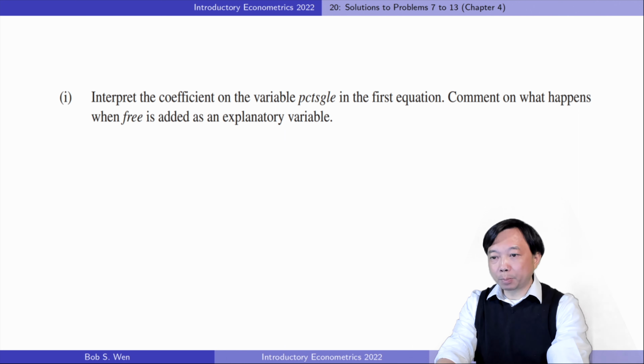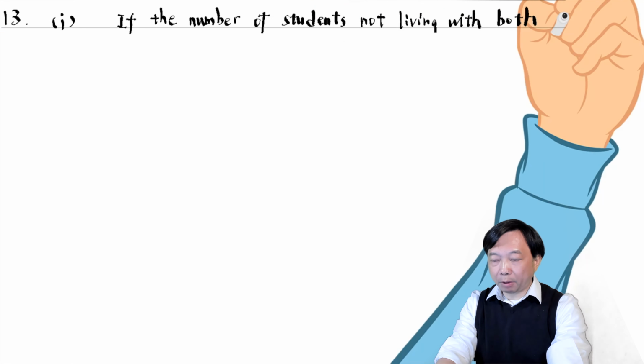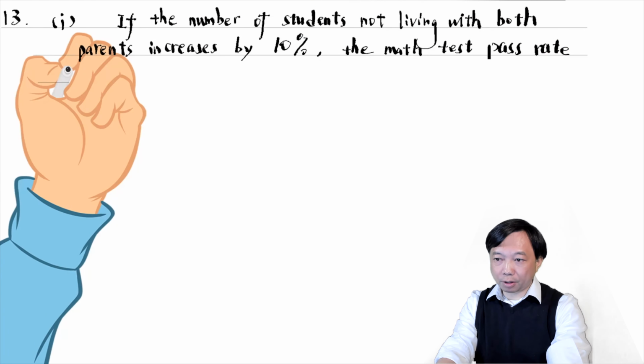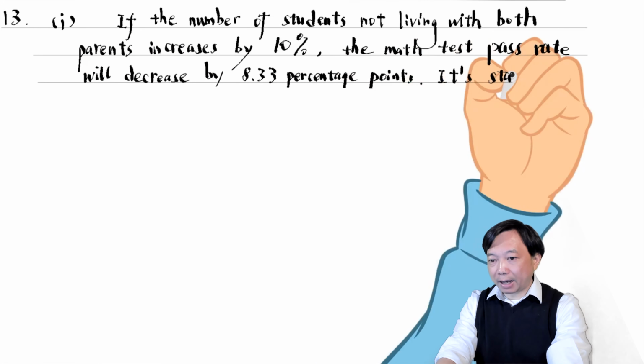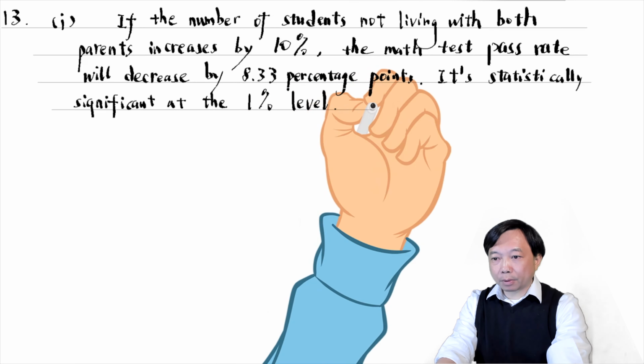Let's solve the last problem. In the first question, as the number of students not living with both parents increases by 10%, the math test pass rate will decrease by 8.33 percentage points. It is statistically significant at the 1% level.